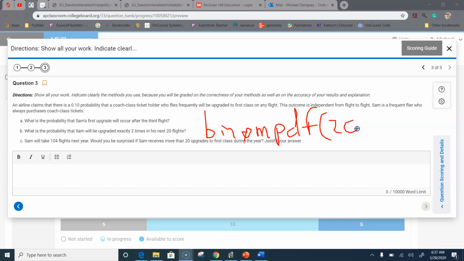We're going to look at 20 trials. He's going to go on 20 flights. The probability he's upgraded is 10%, and we want him to get upgraded exactly twice. So if you remember that binomial setting, you don't need to use your formula sheet. You can just use the calculator. Okay. Now, he's going to take 104 flights next year.